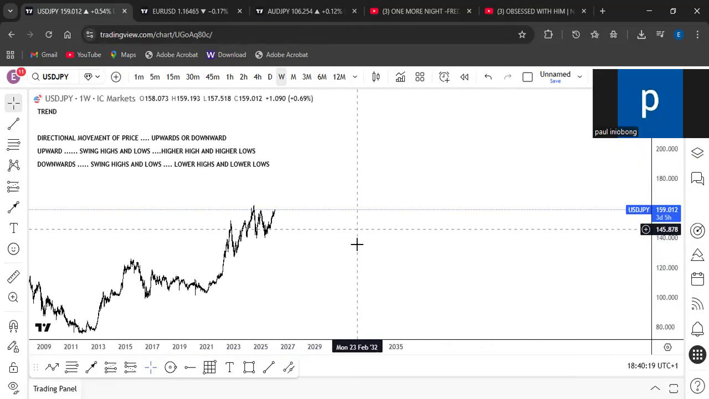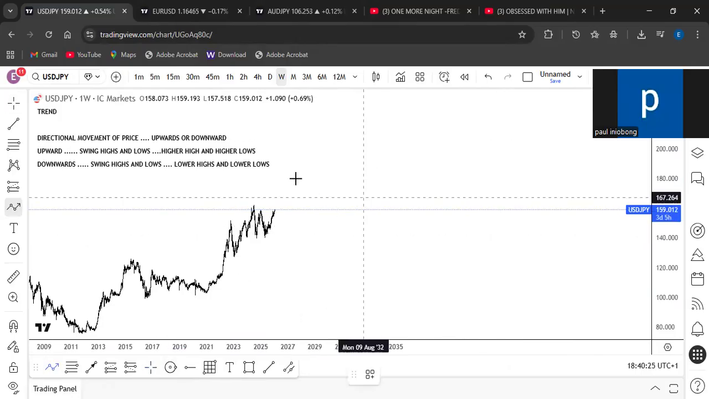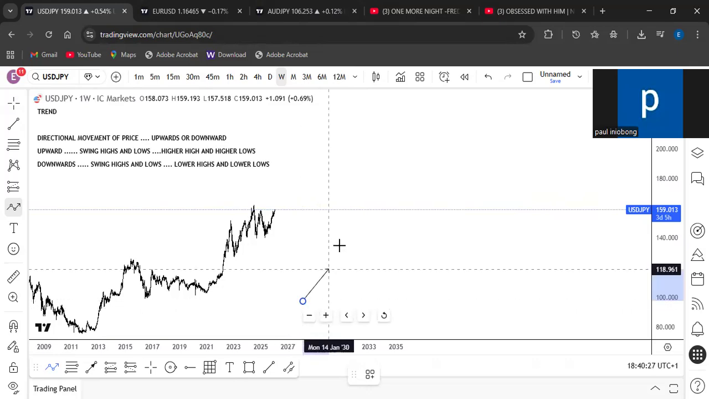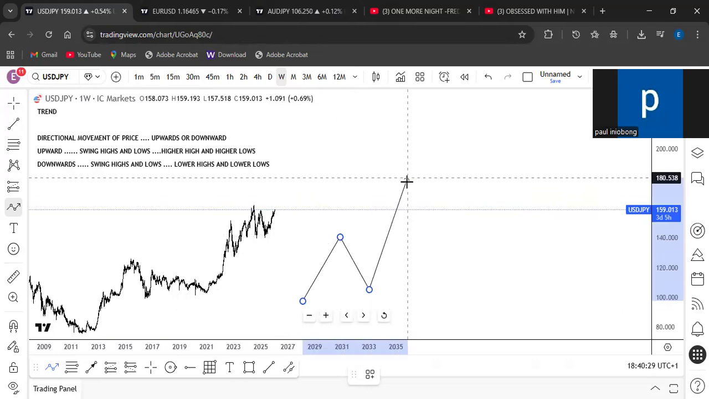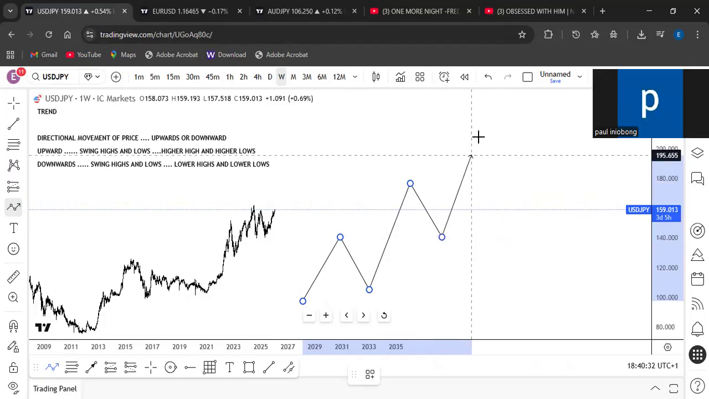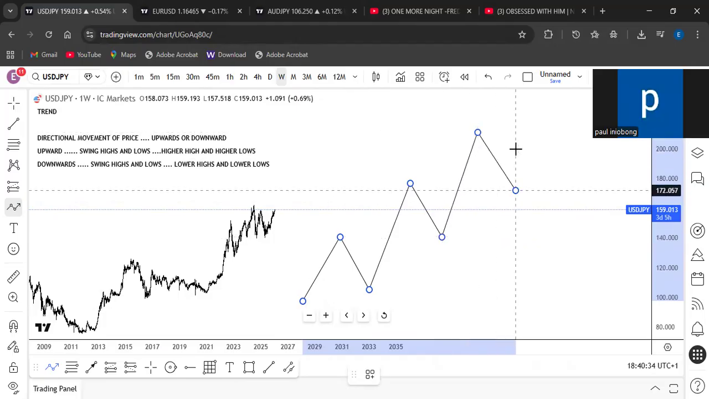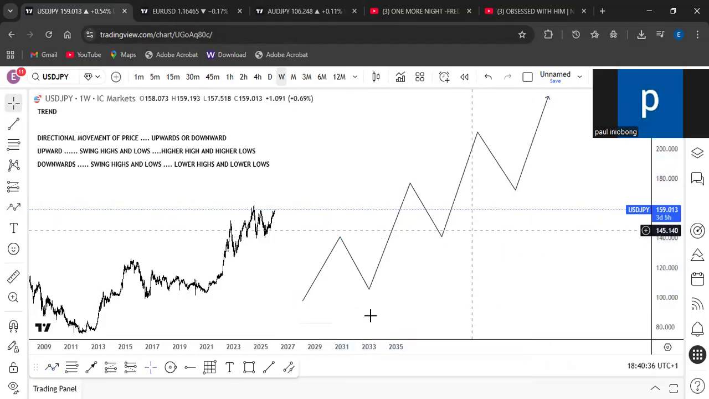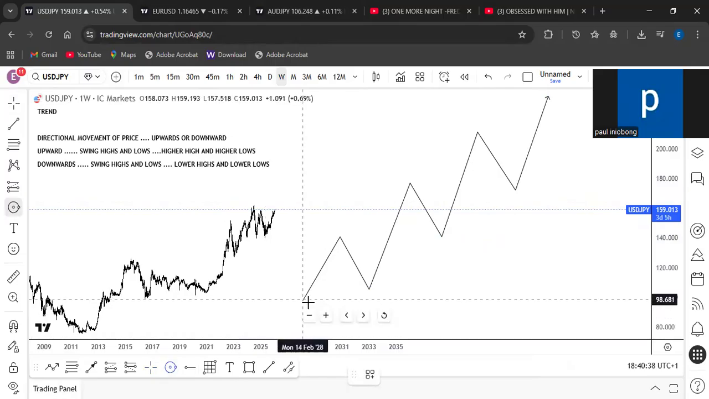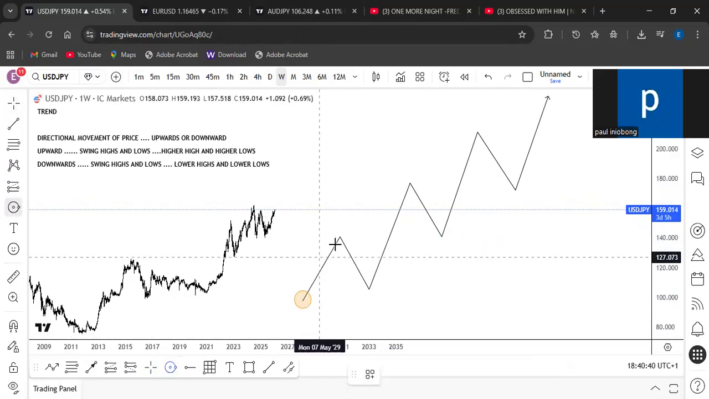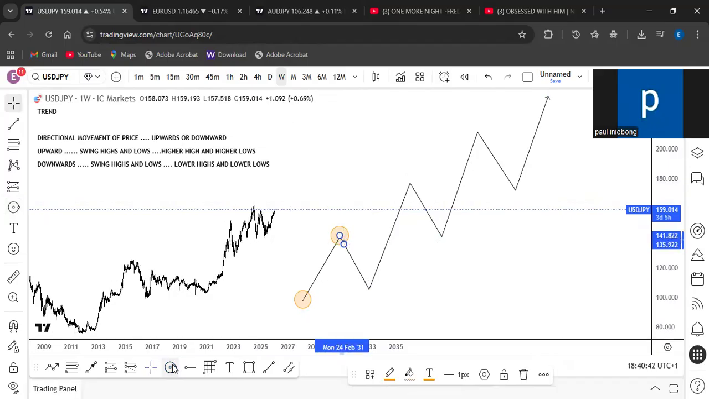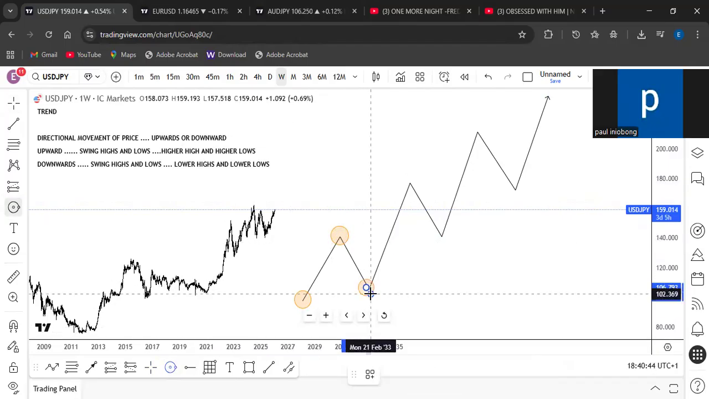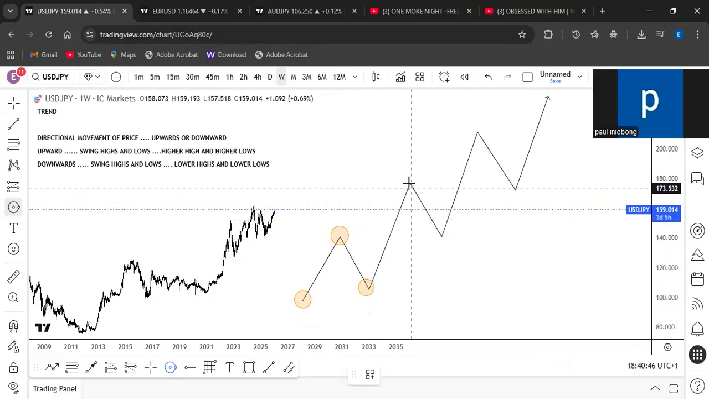Now based on technical analysis, we know that when price is going upwards, this is how the diagram shows it. It moves like this, where this becomes your swing low, this becomes a swing high, this becomes a swing low, this becomes a swing high.